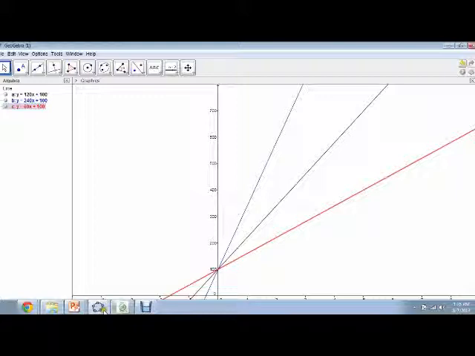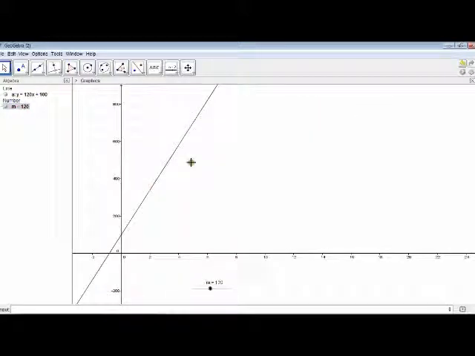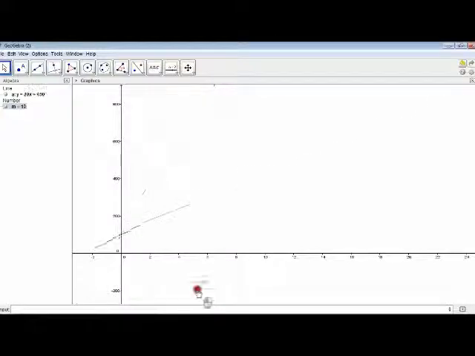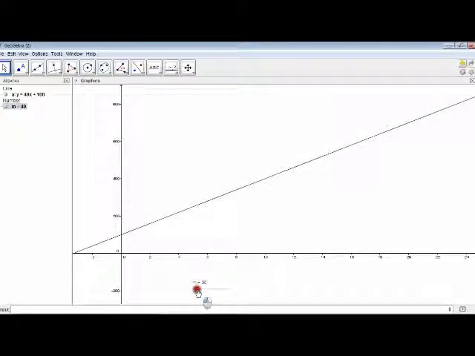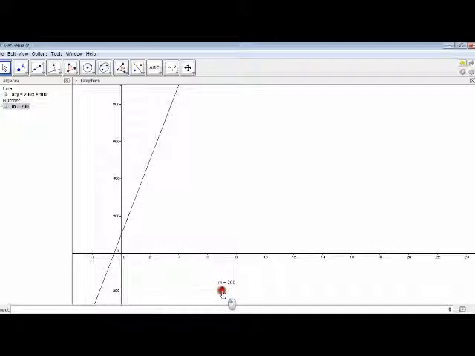Switch over to this one. Here's that same graph again. It's going through the 100. It only goes up by 200s this time, but it's the same graph. If I alter the rate that the plumber charges, the line changes its steepness. Notice that initial $100 stays the same, but the steepness changes.